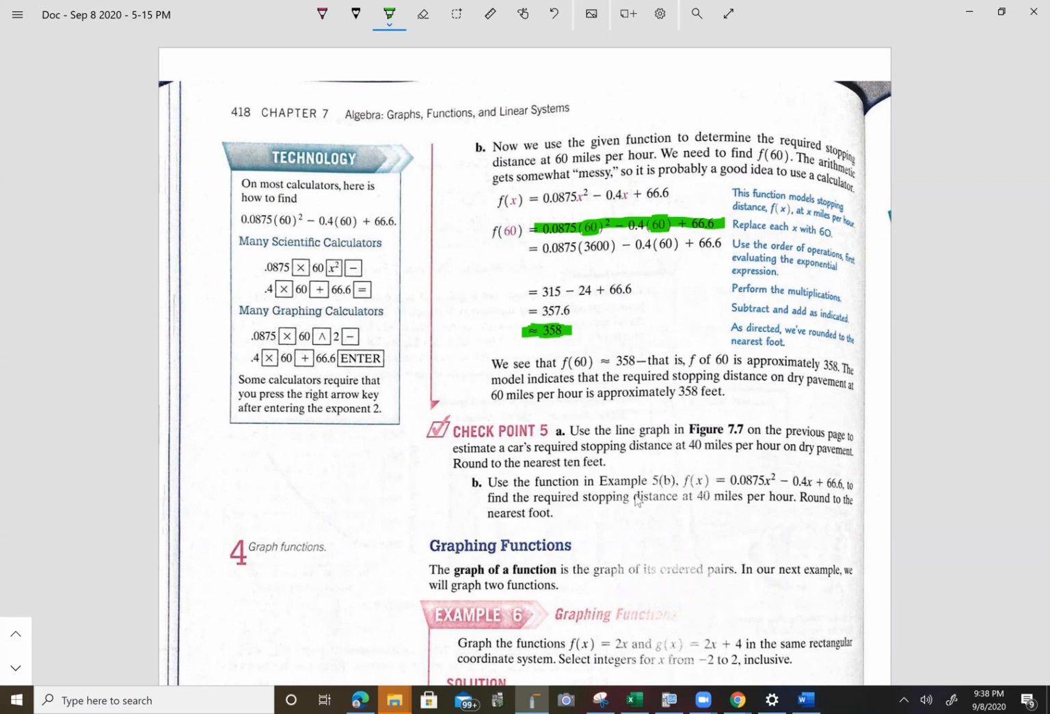Your checkpoint 5 says to use the same line graph to estimate a car's stopping distance at 40 miles per hour. And then, so you can just look at the line graph and do that, and then use the actual function. So the same exact thing, you were just changing your 60 to 40.